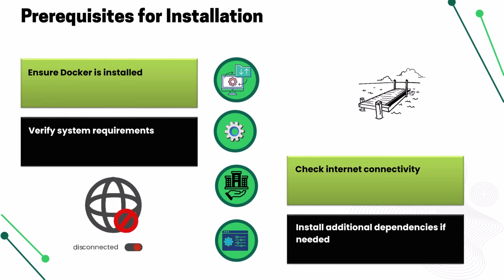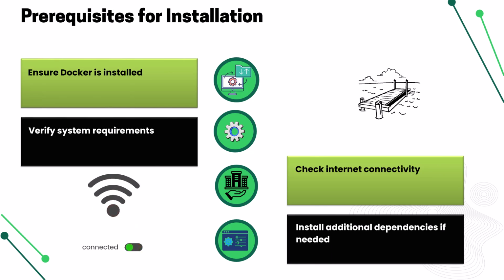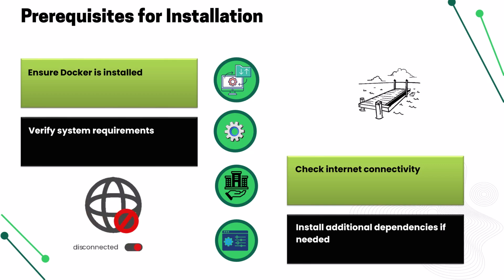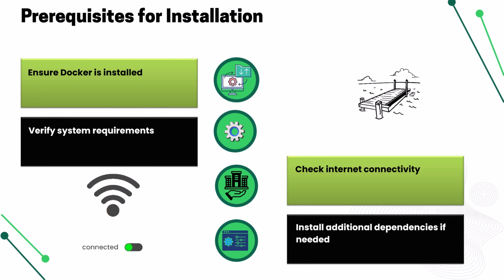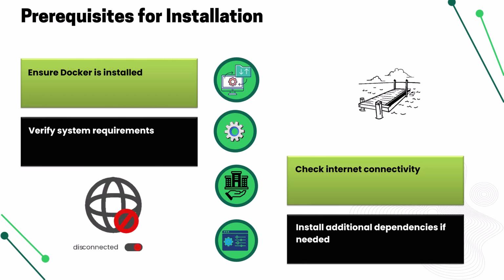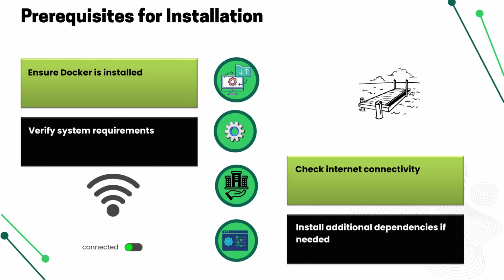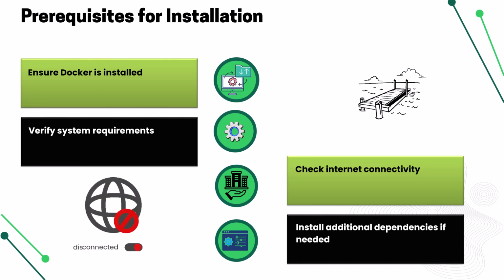Before we jump into installation, let's do a little housekeeping. First, Docker must be installed. Without it, we're just daydreaming. Then check your system meets the requirements because, well, no one likes surprises. Internet access is key. We'll be pulling images and packages. And if additional dependencies pop up, don't panic. We'll handle them like seasoned pros.